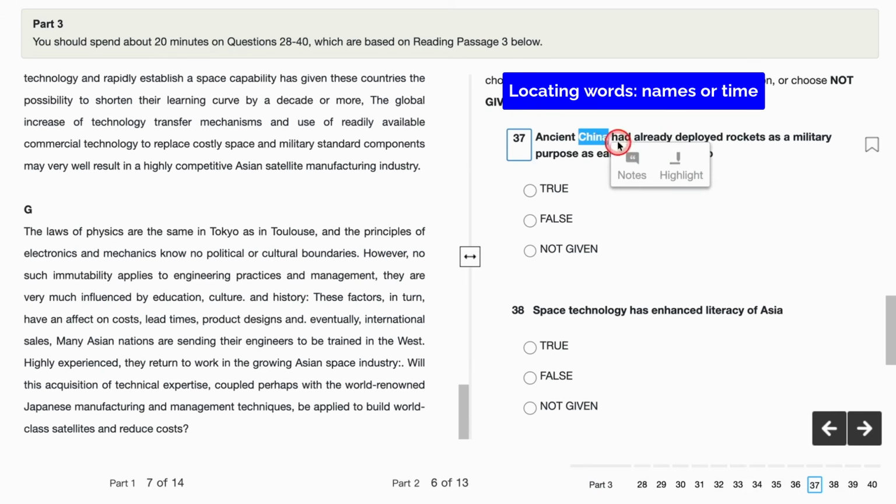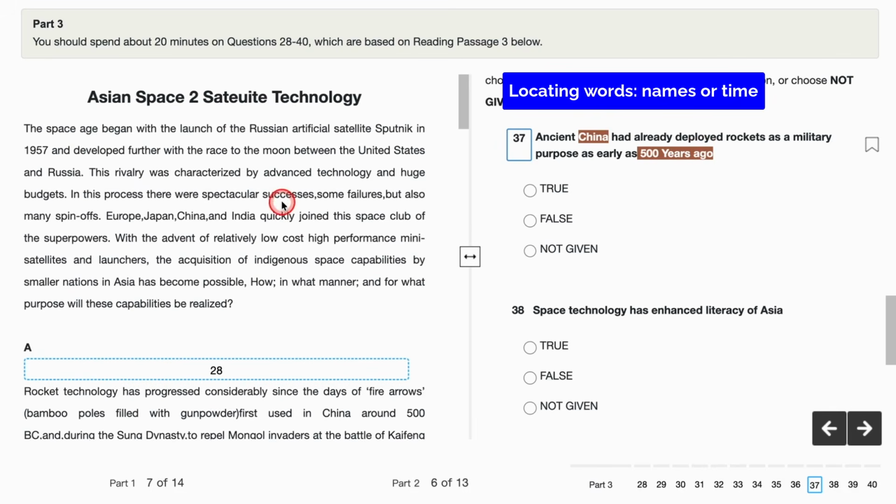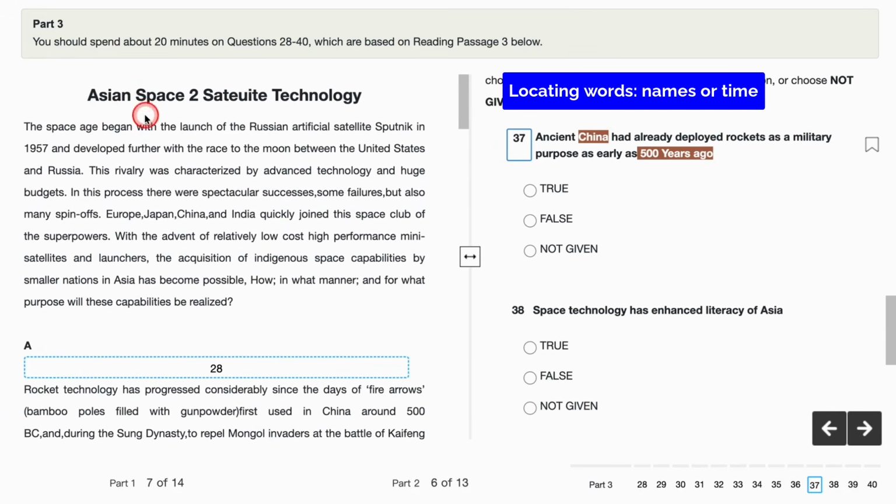This question has a country's name and also has a time reference, so we can use them to locate the answer. Although the entire passage is about Asia, Asia has so many countries. This question specifically asks about China. So I think of course we can use China to locate the answer. And it's not just about China, it's about ancient China. It's not about modern China, right?